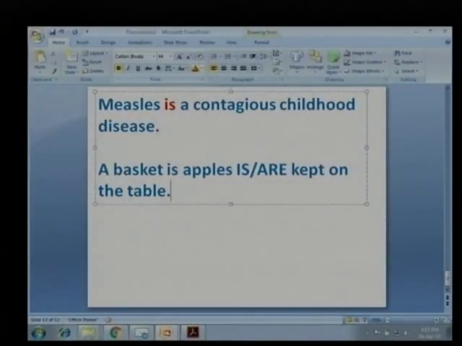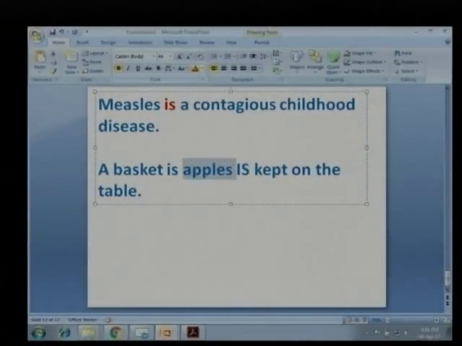Now quickly tell me, what is the subject? A basket of apples. This is plural form, but the basket is singular form. But the subject here is, what is kept on the table? A basket. What is there inside doesn't matter. So a basket of apples is kept on the table. Even though apples is close to the verb, but the subject here is a basket. Okay?